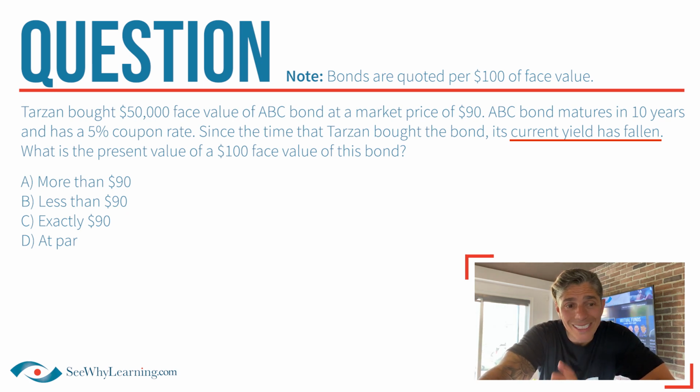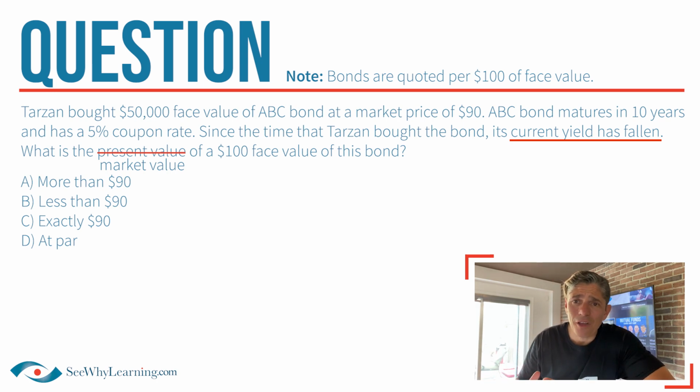So when students see present value, a lot of times their eyes glaze over, or they just guess and move on. They figure it's too hard a mark for them. It really isn't. When you see present value, I would cross that out in this context and put market value or bond price. Now, they're not exactly the same thing, right? Present value is a calculation, and market value is what the bond is trading at in the marketplace.